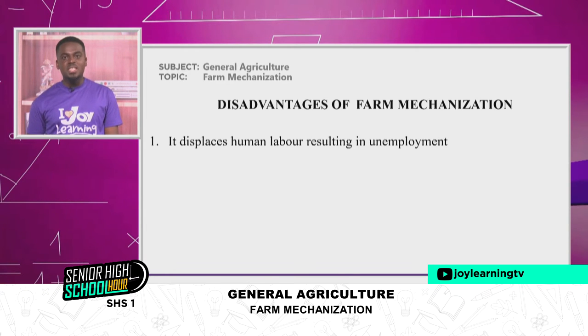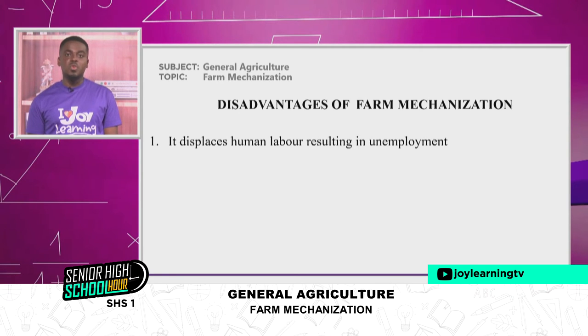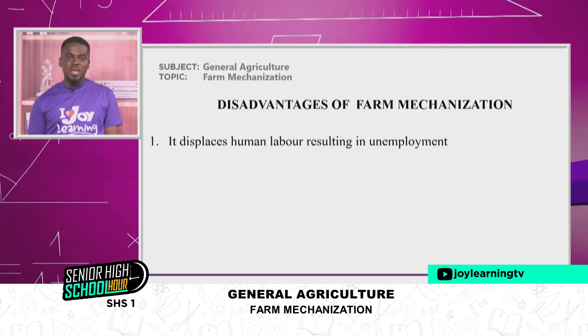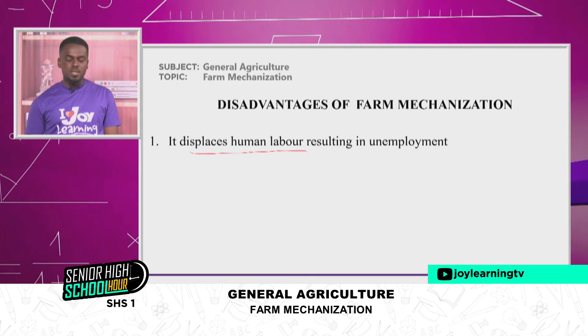So just as I explained earlier, if you want to cultivate 10 hectares of land, you will need a lot of people to assist you in clearing the land. You will need a lot of people to help you to undertake the activity of sowing seeds on 10 hectares of land. And with the use of machineries like tractors, plows, seed drills, you can do that by yourself. Instead of employing the service of, let's say, 10, 15, 20 people, you may just need two or three people on your farm. So if you employ only two or three people, the other 10 or 15, where would they be? So one of the challenges of farm mechanization is it displaces human labor, resulting in unemployment.